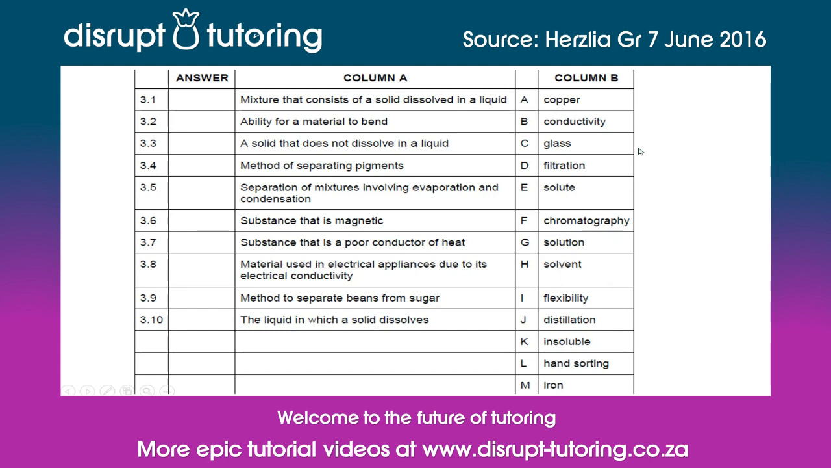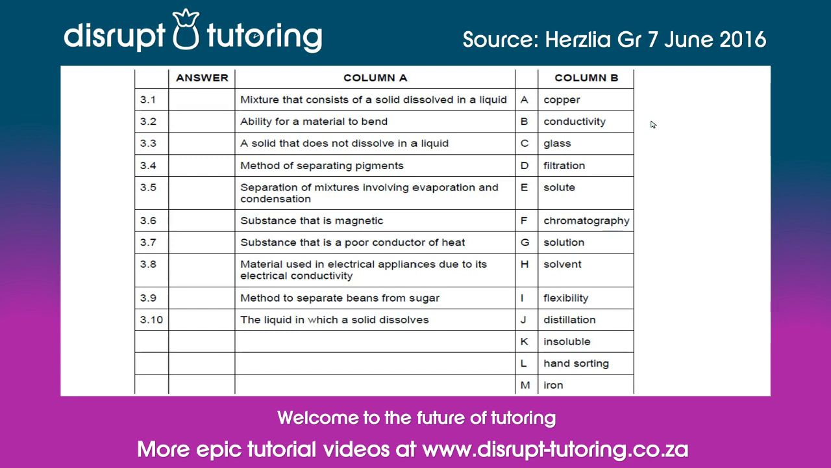So I find it helps actually to read what are the possible answers and the possible questions so that you have it at the back of your mind what could match with what. Okay, so we'll go through that together. Let's have a look at question 3.1. A mixture that consists of a solid dissolved in a liquid. So the possible answers are copper, conductivity, glass, filtration, solute, chromatography, solution, solvent, flexibility, distillation, insoluble, hand sorting, and iron. So let's keep all of those possible answers right at the tip of our tongues while we go through each of the phrases in column A.